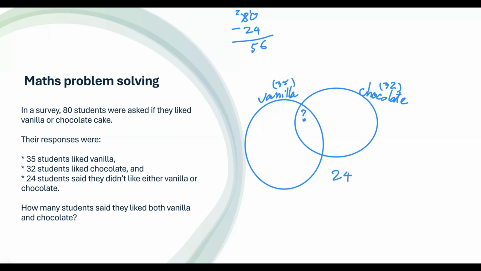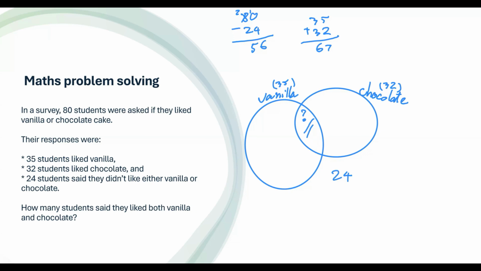The way to find that is to look at the 35 students who like vanilla and the 32 students who like chocolate. If you add the two numbers, 35 plus 32, you get 67. Can you see 67 turned out to be too many? Because 67 is higher than the 56 students that are supposed to go into the two circles. Why is that? Because of the double counting. When you count for vanilla, you count the section in the middle too, and when you count chocolate, you also count that as well.